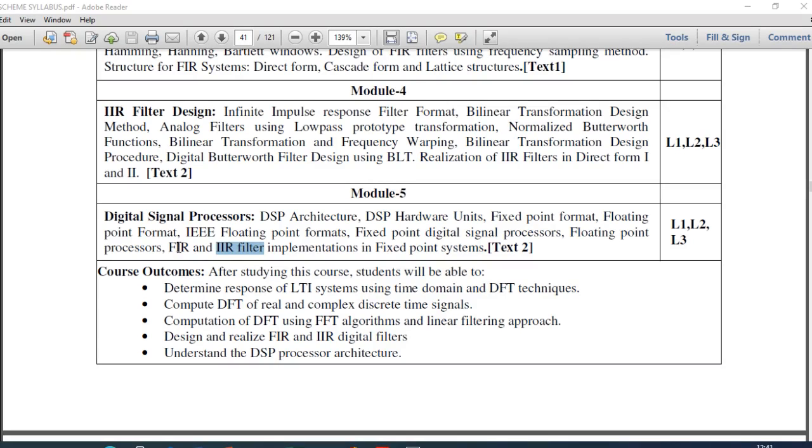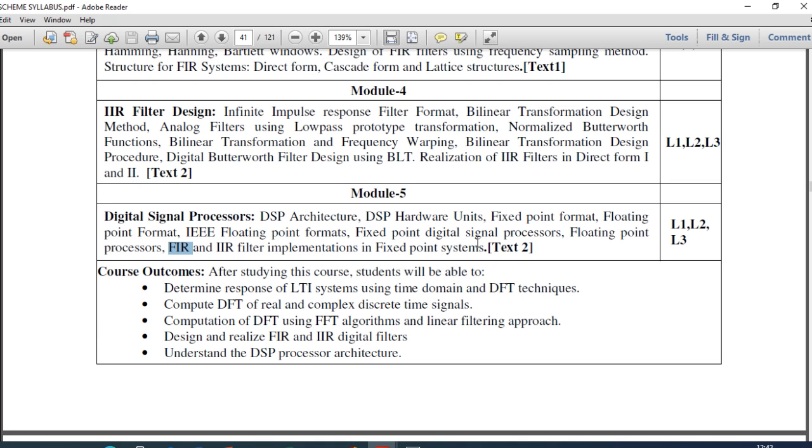Hello everyone. So now we will start with the next topic, that is FIR and IIR filter implementation in fixed point systems. In that, first we will start with the FIR filters implemented in fixed point systems. Later we will start with the IIR filter, because till now you have not studied IIR filters, which will be module 4. I will cover IIR filter implementation once we have completed module 4. So now we only concentrate on FIR filter implementation in fixed point systems.